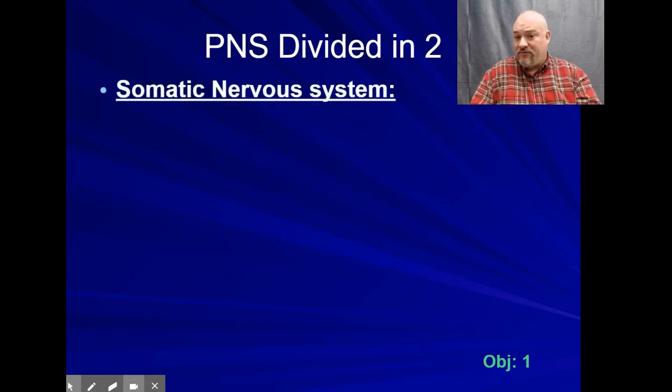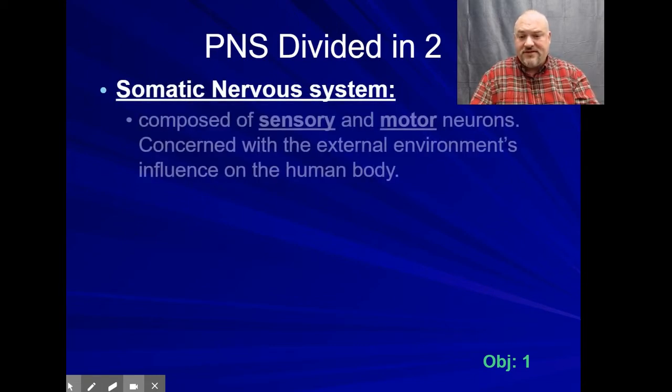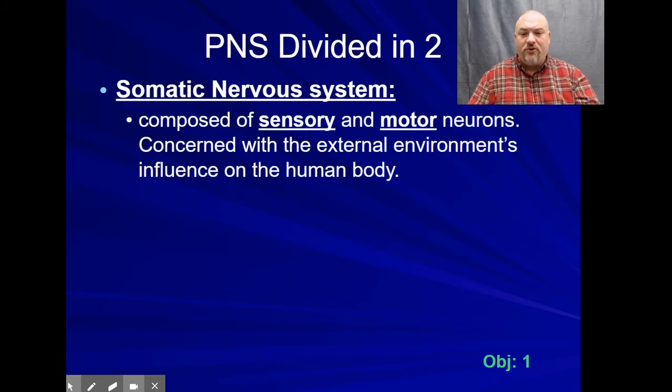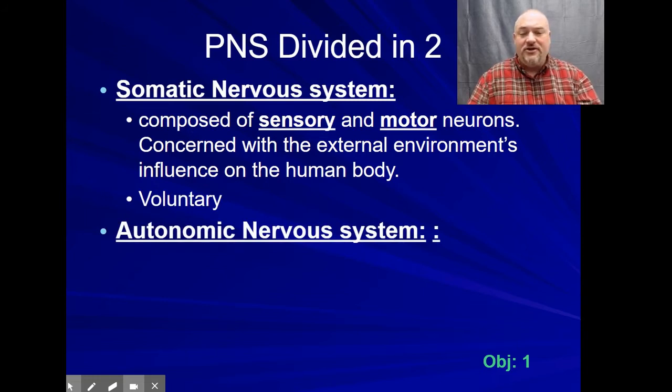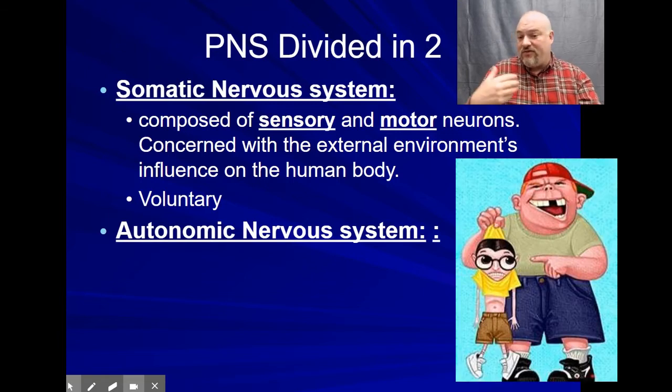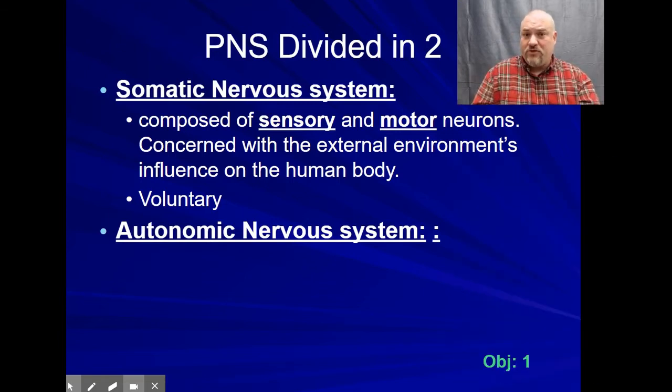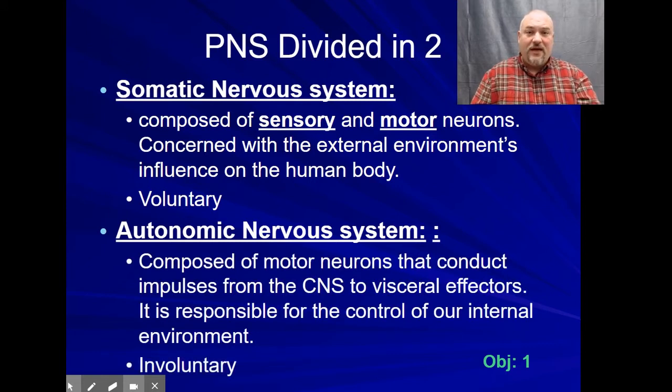Another way we can divide the peripheral nervous system is into the somatic nervous system, which is composed of all the sensory motor neurons. It's concerned with the external environment and its influence on the body. Okay. And it's voluntary. You have knowledge of it. You can feel it. You're aware of it, and you can respond to it. You have conscious control over how you're going to move your arms to fight the bully who's coming after you. And then you have the autonomic nervous system, which I like to think of as automatic. It's involuntary. You don't really have control over this.